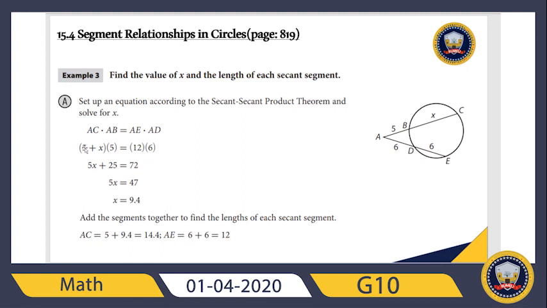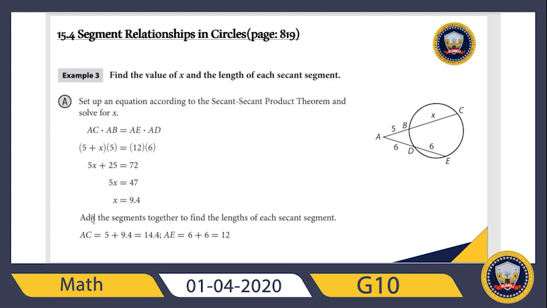Okay, you simplify your equation. That is 5x plus 25 equals 72. Okay, subtract 25 from both sides. So that gives you 5x equals 47. Divide both sides by 5. Okay, and x is 9.4. In this case you can write it as this, or you can write it as a fraction.